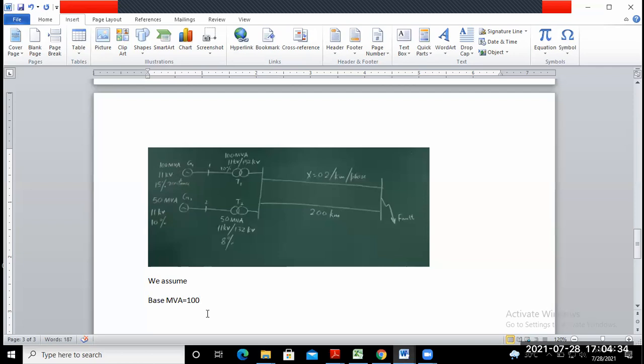We consider these things in per unit quantity, so base MVA is 100. What is the base voltage? Consider here, base voltage equal to how much? 11 kilovolt.